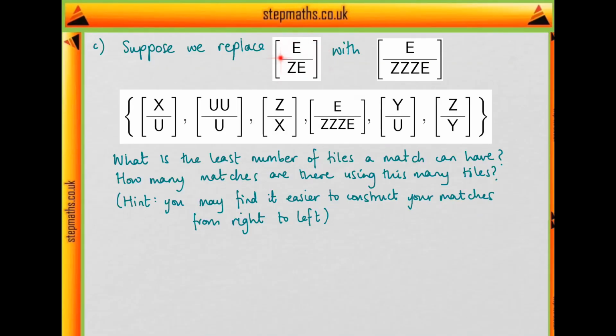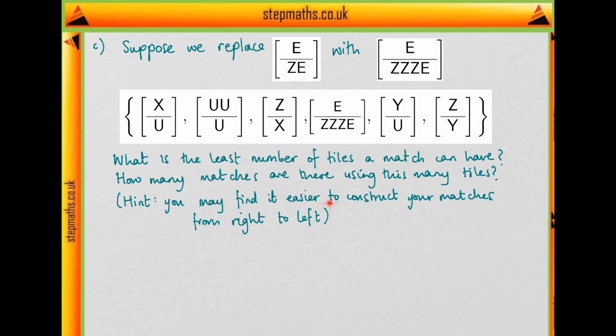We replace this tile with this one, so our collection looks like this now. And it asks what is the least number of tiles we can use in a match. They give us a hint. They say that we may find it easier to construct our matches from the right, going backwards.